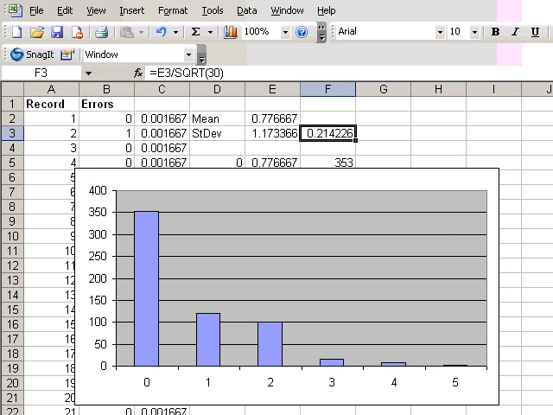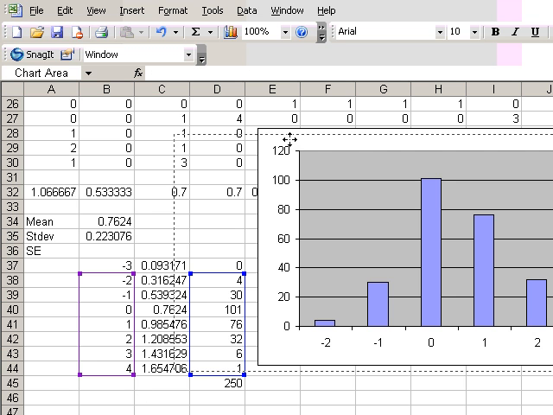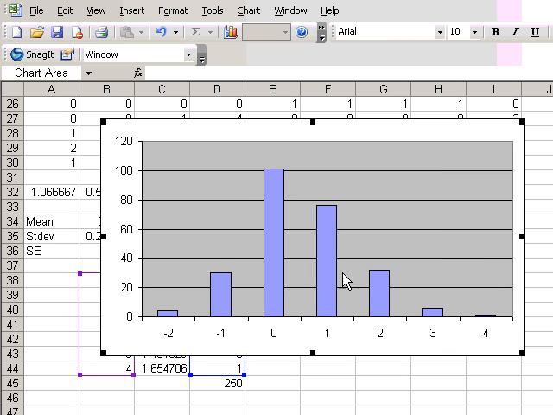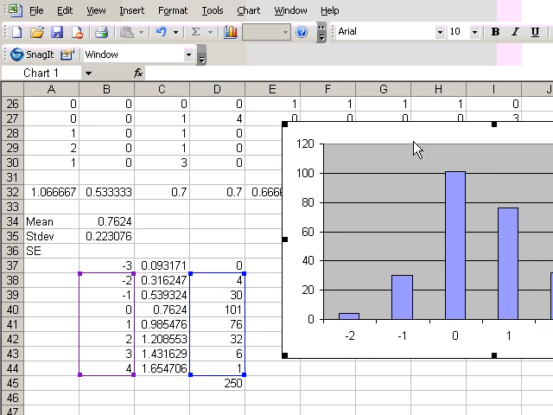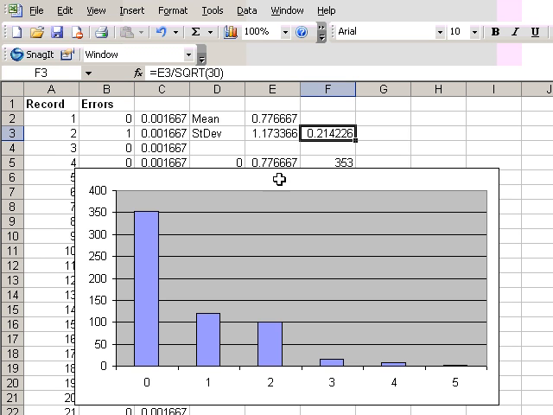Now let's look back at the sample, and we see that the standard deviation of the mean values, the standard deviation of this distribution, is 0.22. And that is what is called the standard error. Why is this value not exactly the same as this value?